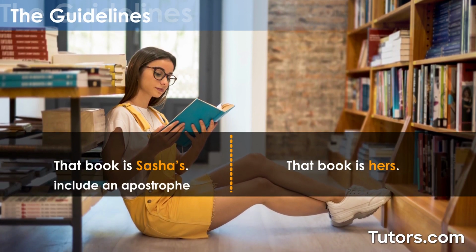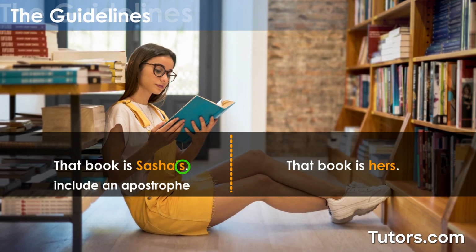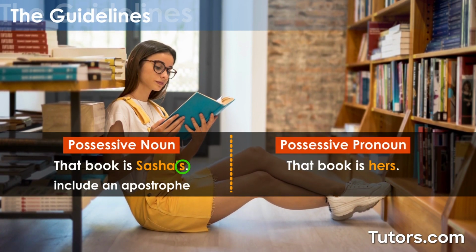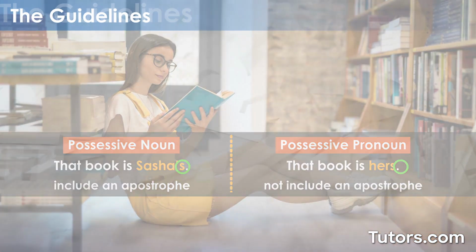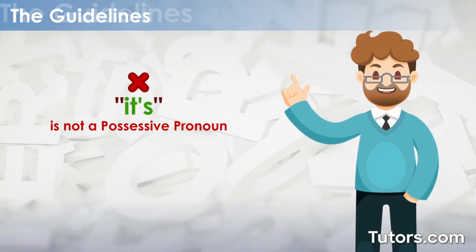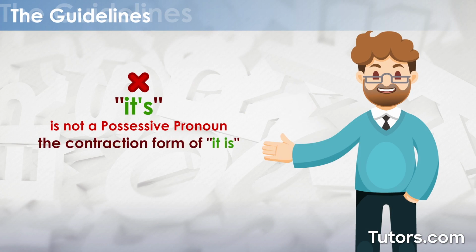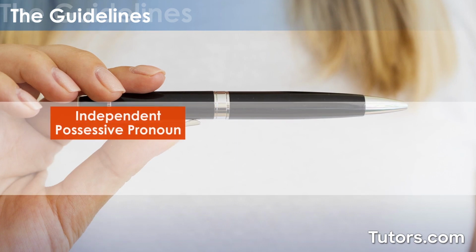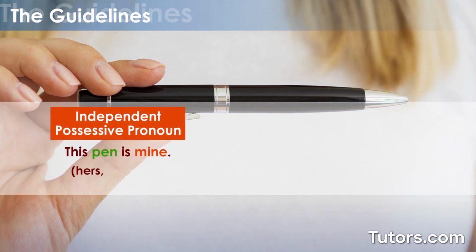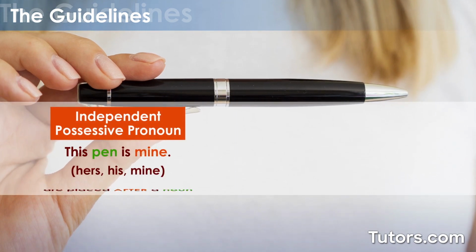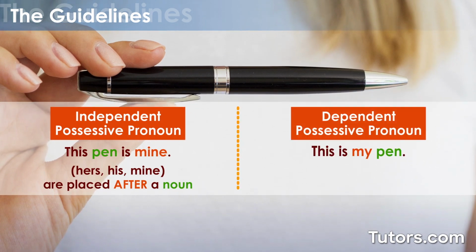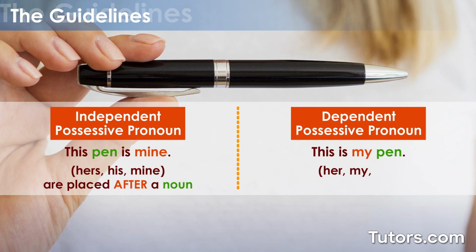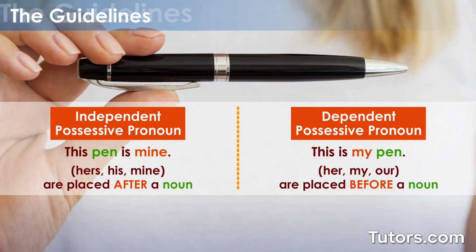Although including an apostrophe s shows possession with nouns, possessive pronouns should not include an apostrophe. Its is not a possessive pronoun. It's is the contraction form of it is. Independent possessive pronouns, hers, his, mine, are positioned after a noun in a sentence or clause, whereas dependent pronouns, her, my, our, are placed before a noun.